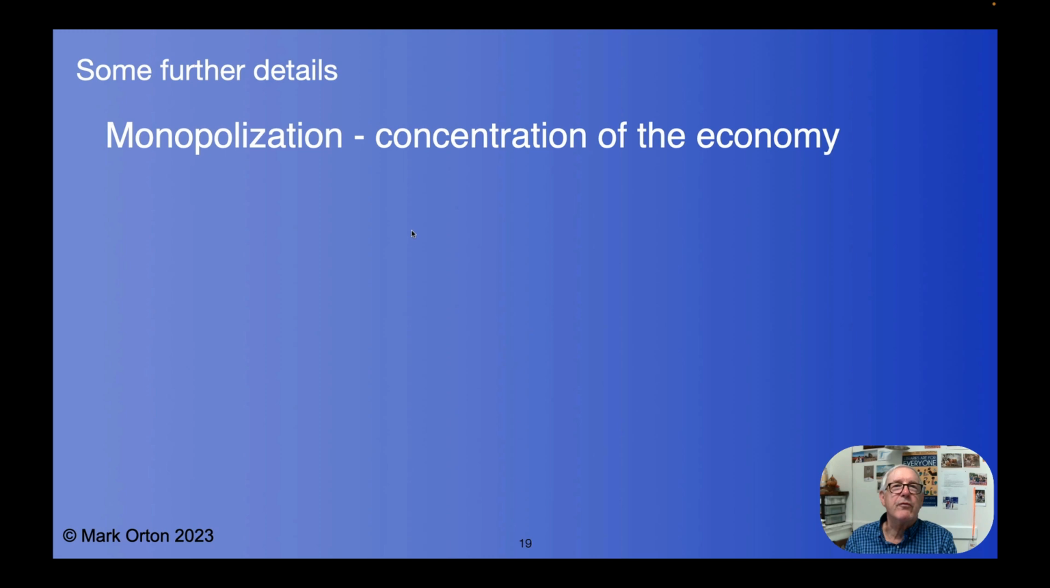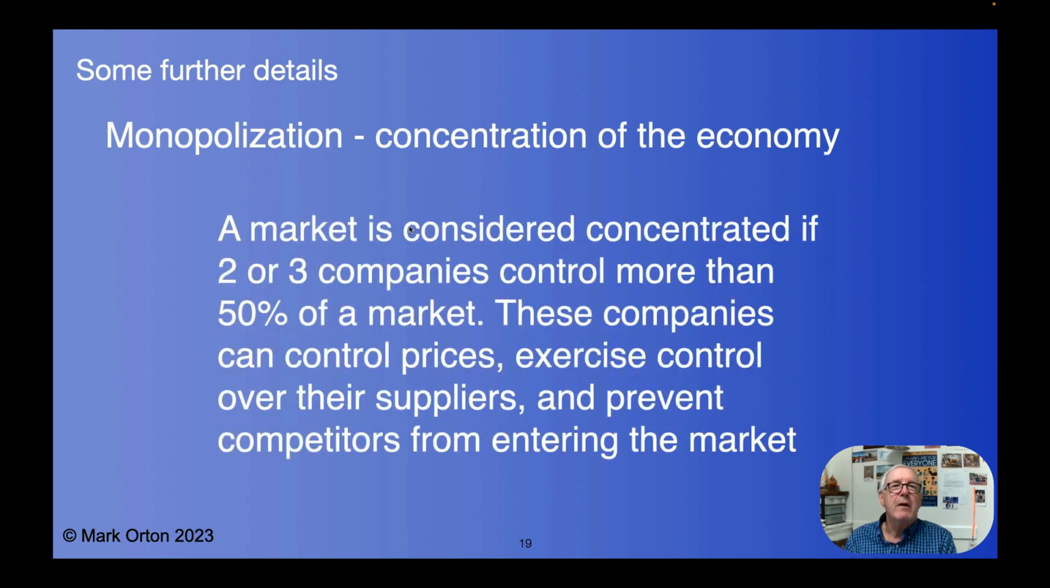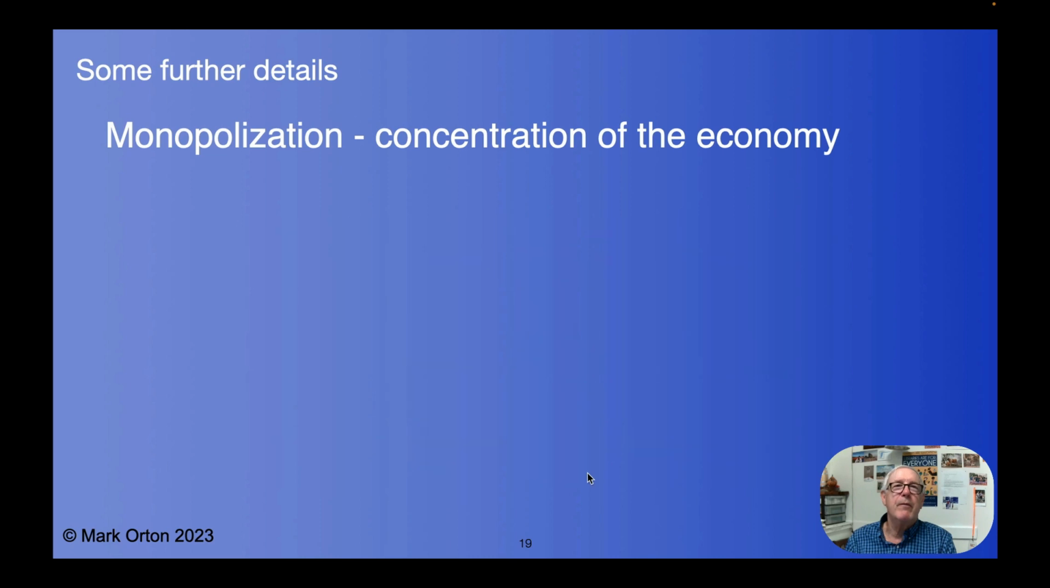So here's a few details. Monopolization. Monopoly inspires the idea that there's one company that's controlling a market. Well, that's not really what is going on here. We're talking about a concentration of ownership. So the normal definition goes somewhat like this. A market is considered concentrated if 2 or 3 companies control more than 50%. These companies control prices, exercise control over their suppliers, and prevent competitors from entering the market.